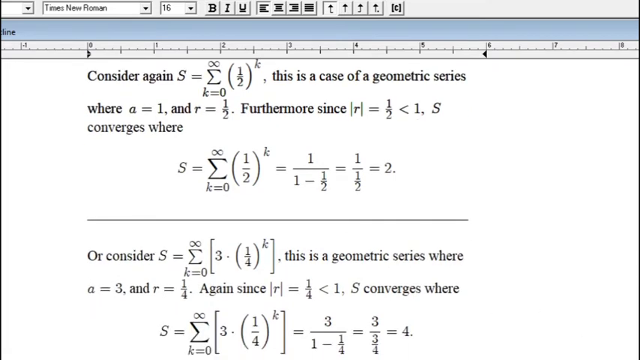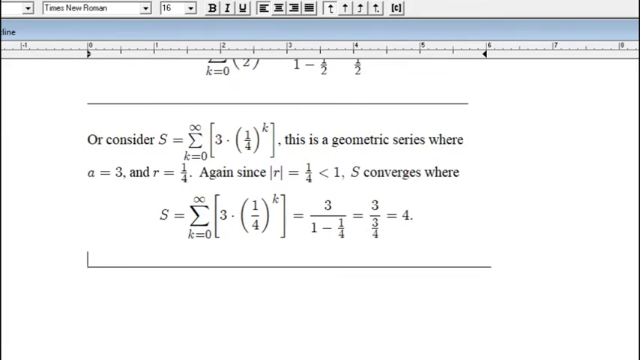All right. If we look at another case of a convergent geometric series, we might consider this series here. In this case, S is equal to the summation from k equals 0 to infinity of 3 times 1/4 raised to the kth power. Here, A would be equal to 3 and our common ratio R would be 1/4. Since the absolute value of R is 1/4, which is less than 1, this geometric series S also has to converge. Using the formula A divided by 1 minus R, that would produce 3 divided by 1 minus 1/4, which equals 3 divided by 3/4. With a little arithmetic, we could show this is equal to the value of 4.